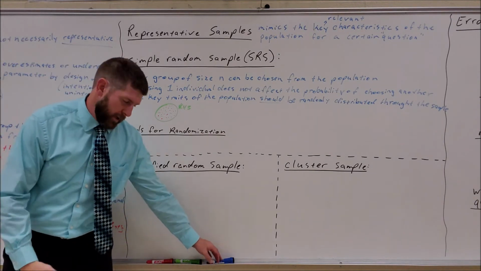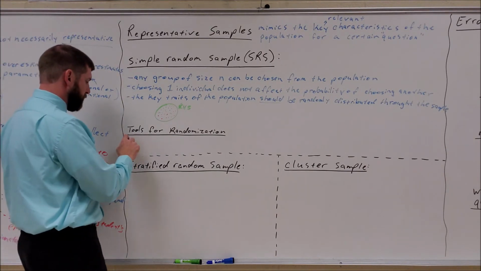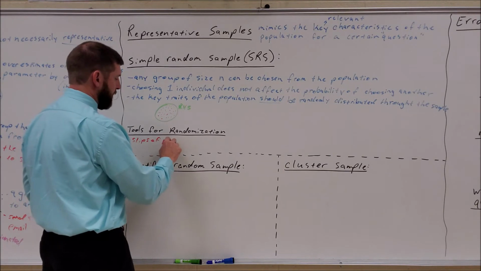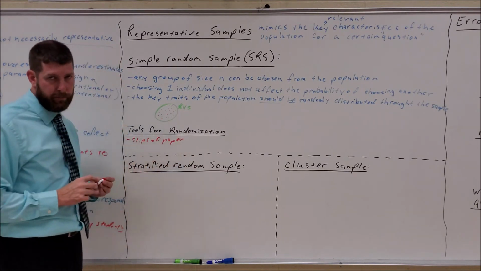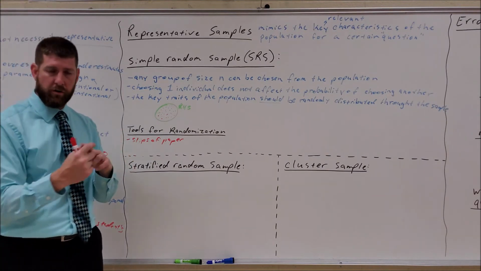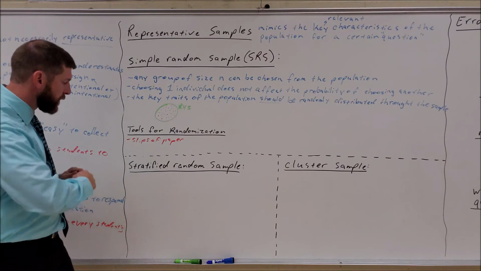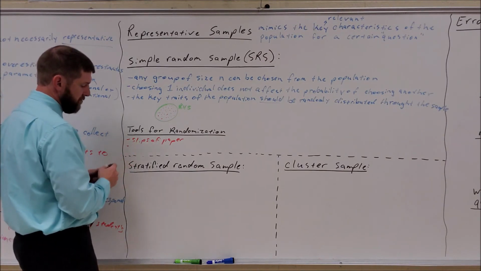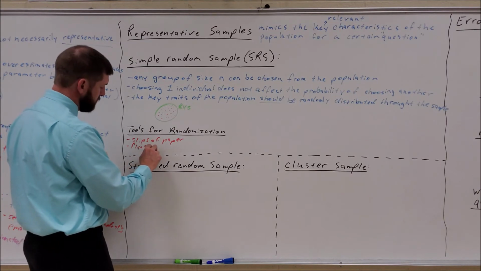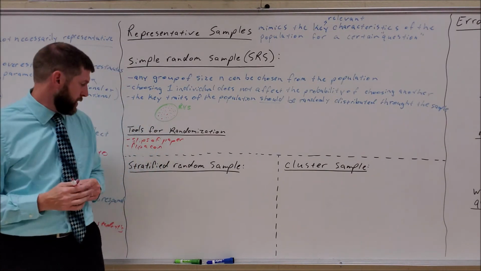All right, now how do we get random samples? We have quite a few little tools that we've got. I could do slips of paper. I could write every single student's name on a slip of paper, put them in a hat, and draw out 100. That should be random if I make sure they're all the same size and dimensions, and I mix them thoroughly. I could flip a coin. I could have each student walk up to me, flip a coin. Yes, you're in. No, you're not.